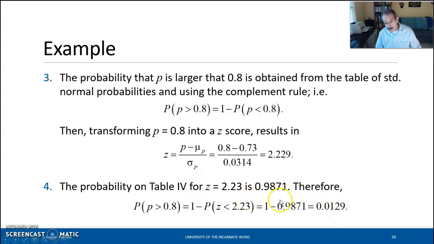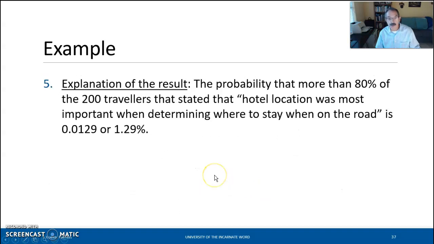So once we have found the desired probability, we need to explain that result. So we can say that the probability that more than 80% of the 200 travelers stated the hotel location was most important when determining where to stay on the road is 0.0129 or 1.29%. So again, this is an example of how you can use the sampling distribution of the proportion. When we can say that it is normal, you can see how you can use it to calculate probabilities.